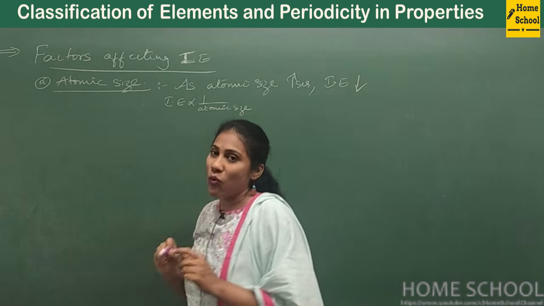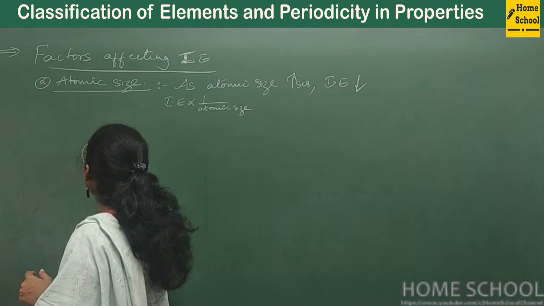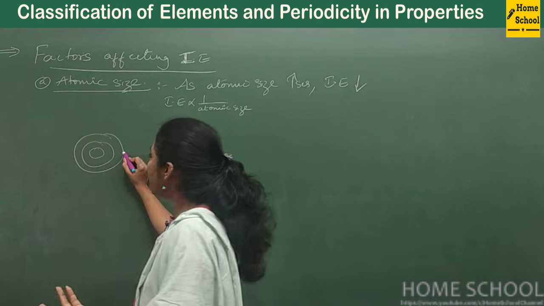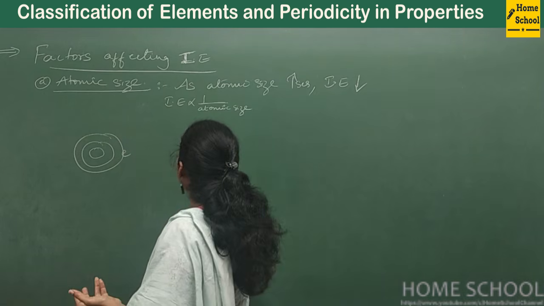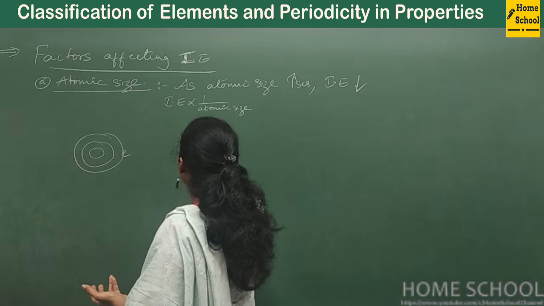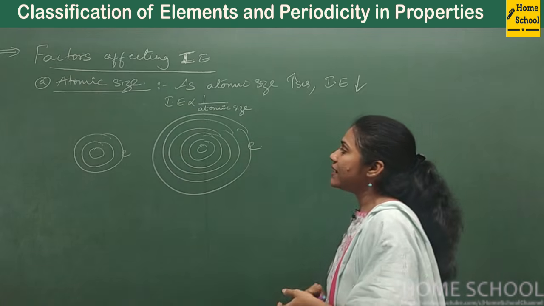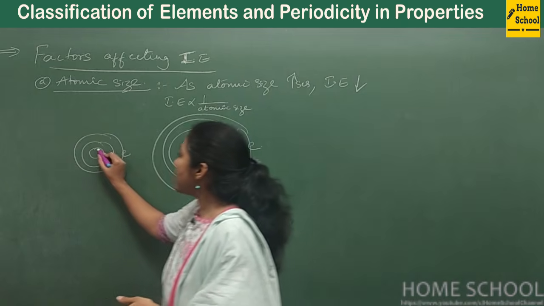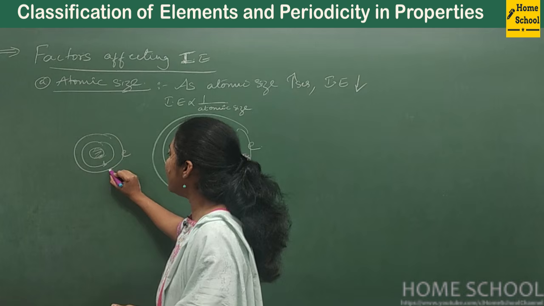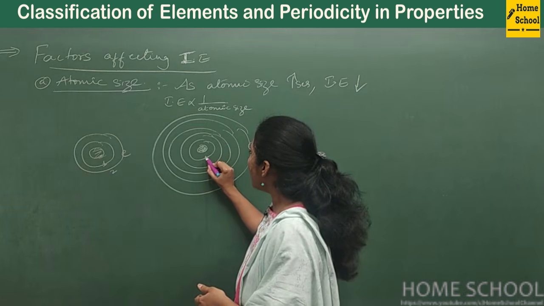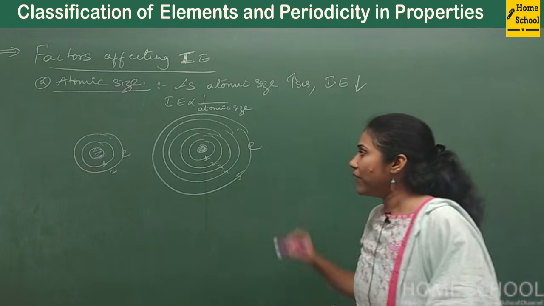So why? See, observe carefully guys. This is a smaller atom. You have only 2 shells. Valence electrons are there in the second shell. And you have one bigger atom. There are so many shells. This is where your valence electron is. This is your nucleus, in both atoms. This is shell number 1, this is shell number 2. And here 1, 2, 3, 4, 5. This is your shell number 5.